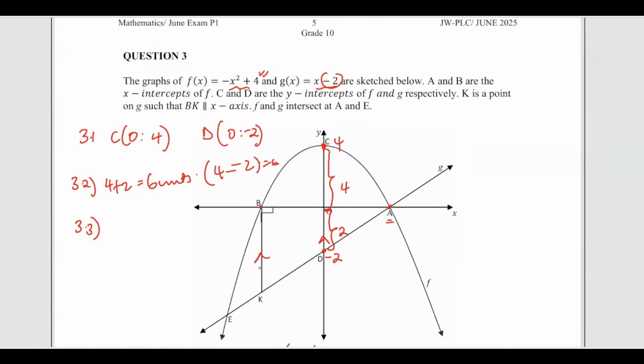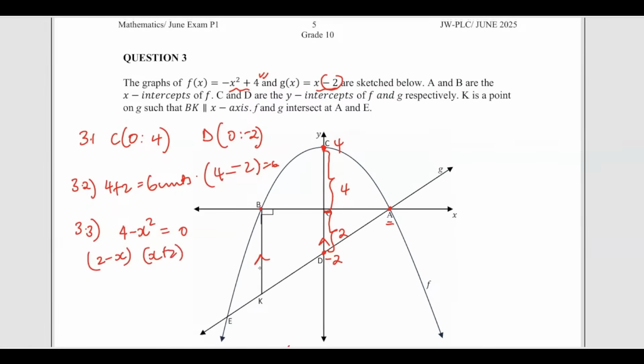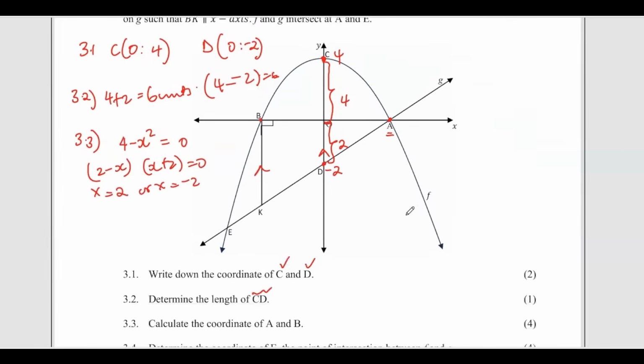So if I use the parabola, it's going to be something like 4 minus x squared, because we know that along the x-intercept, y is 0, equated to 0. And then you can use your difference of two squares, x minus 2 or 2 minus x, and then x plus 2 or 2 plus x, meaning that x is going to be a positive 2 or x is going to be a negative 2. But now, since they want the coordinates, it's always advisable to write them in coordinate form. Our A is in the positive, so it's going to be (2, 0). B is on the negative side, so it's (-2, 0). That's how we get that.